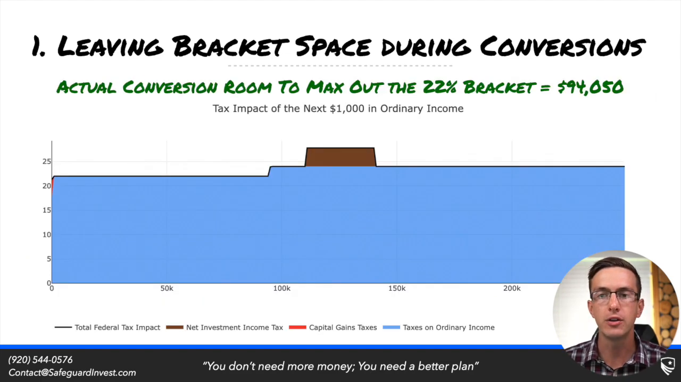The right way to calculate out how much room they actually have to convert is leave out their long-term capital gains. Because again, they will be able to max out the 22% bracket and still have that tax at 15%. And so now what they should do is they should take that $178,150 target. They should subtract out that $110,000 of IRA withdrawals and then calculate on top of that, adding in the standard deduction. And what they would find is they actually have $94,050 of room to convert. So about $30,000 more than they originally calculated.